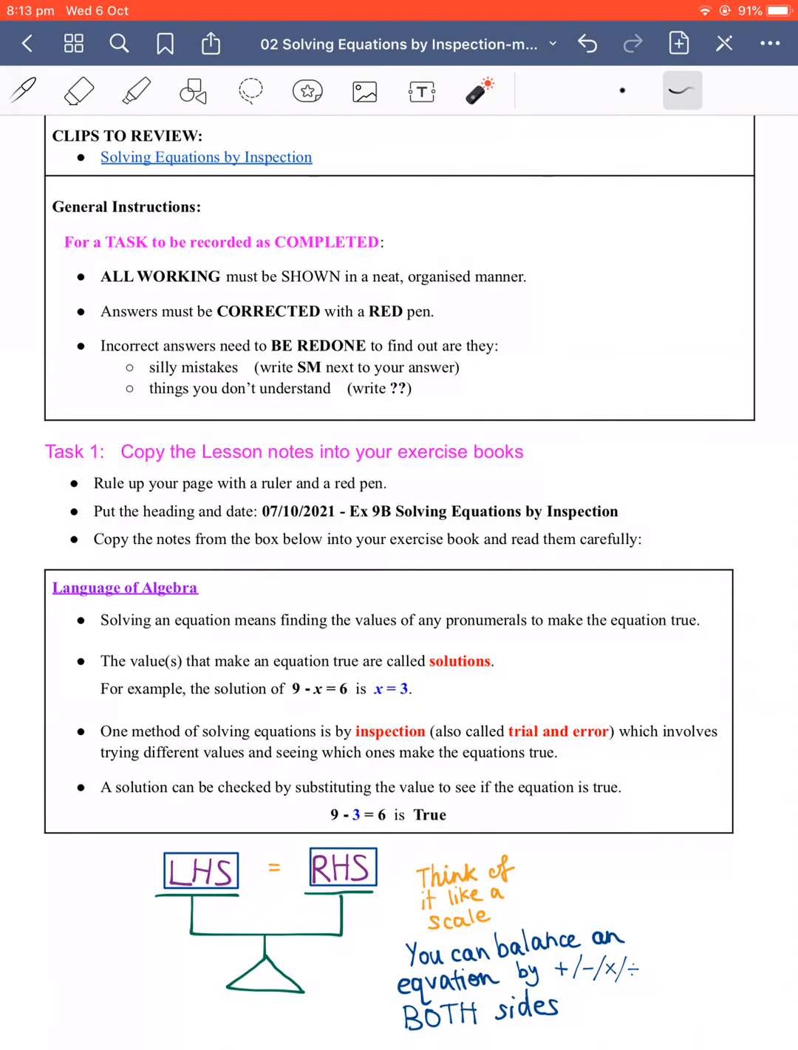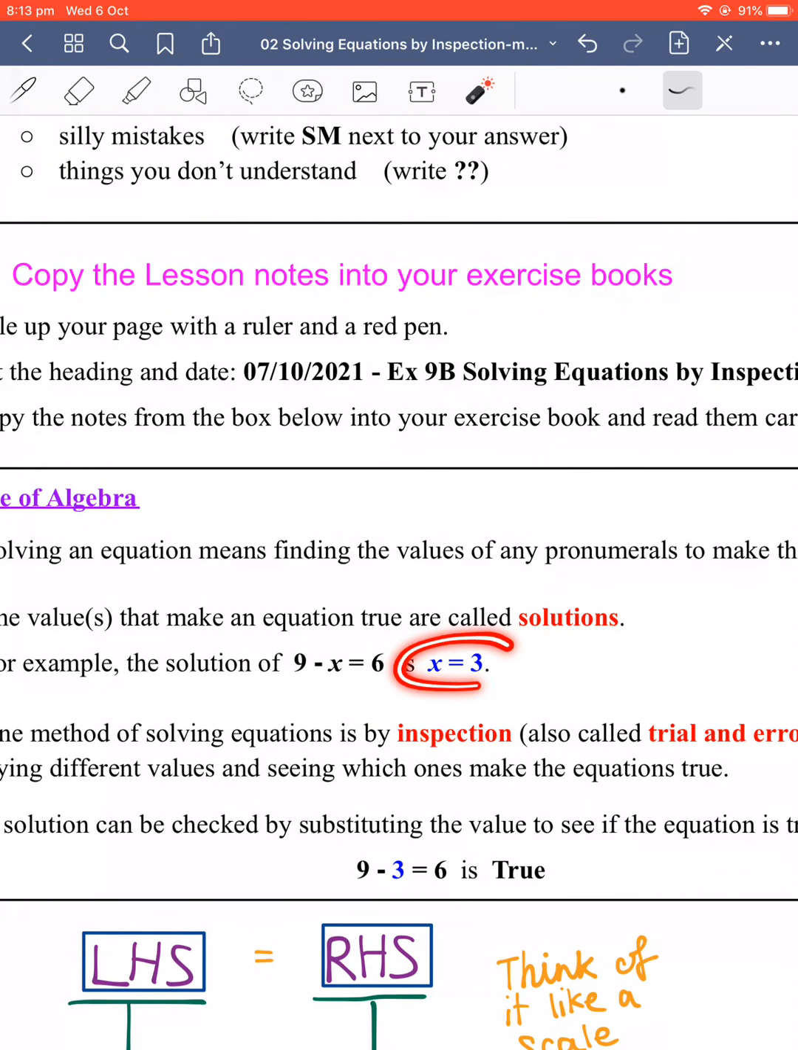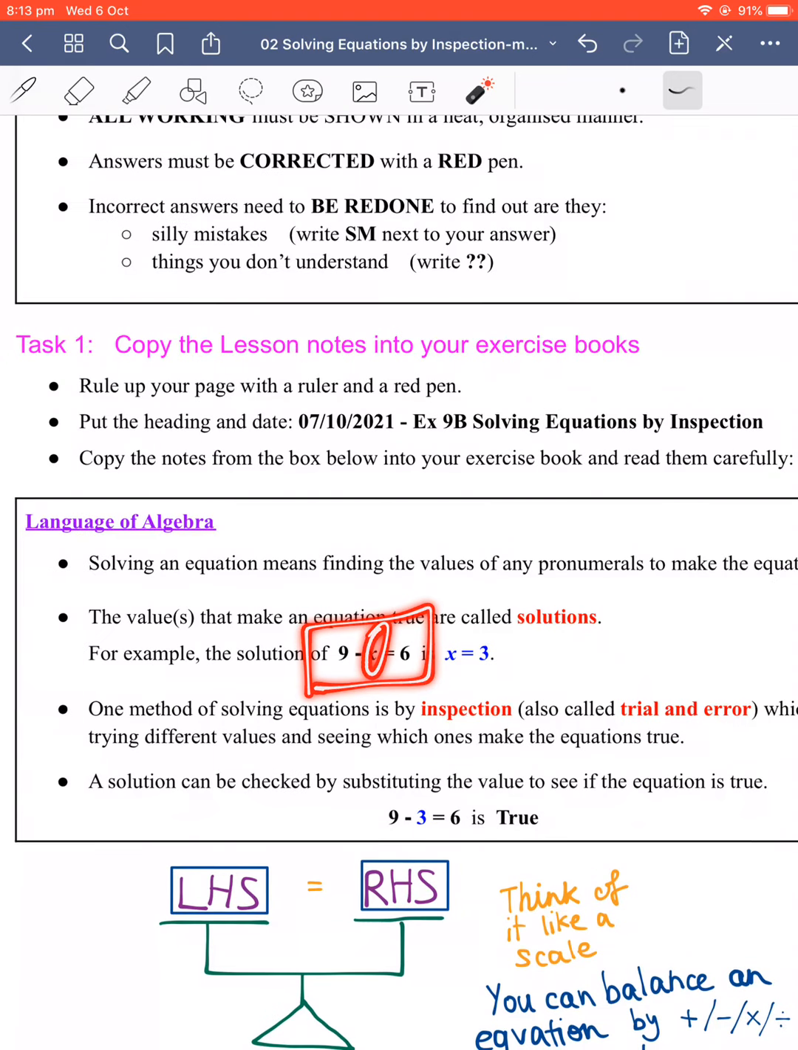So with inspection, let's go through our notes to start off with. Solving an equation means finding the values of those numerals, and we want to make sure that they are true. So essentially, we have an equation and we want to find the number that we could substitute in for our equation here. That particular number, that value which makes the equation true, which makes this correct, is called a solution.